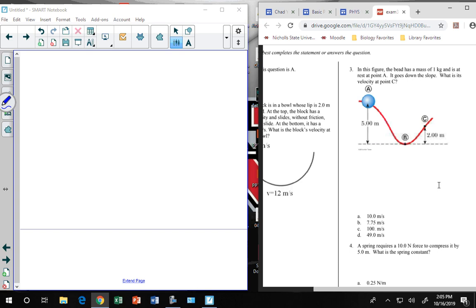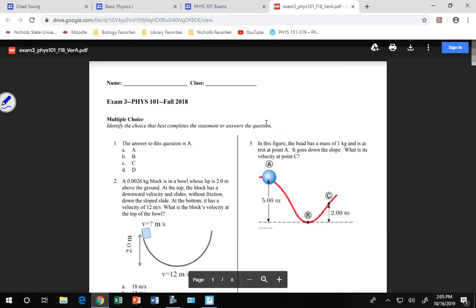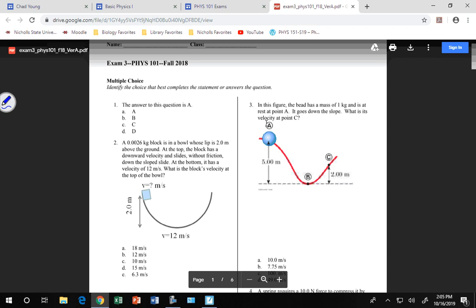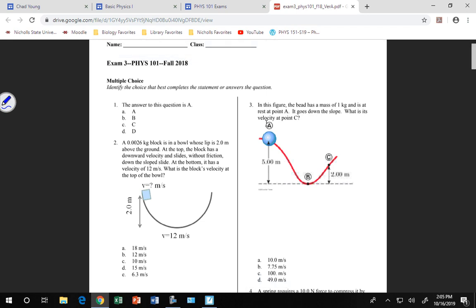So here I have this bead has a mass of 1 kilogram, which I think I can write on the screen here. Bead has a mass of 1 kilogram as it rests at point A. The rest is a really important idea because that tells me that the kinetic energy up here is equal to 0. So it only has potential energy. And then I want to know what is its velocity at point C. Because it's at a lower position than it is here, I know that at this point it is going to have kinetic energy, right? Because right here it has no kinetic energy, all it has is potential energy.